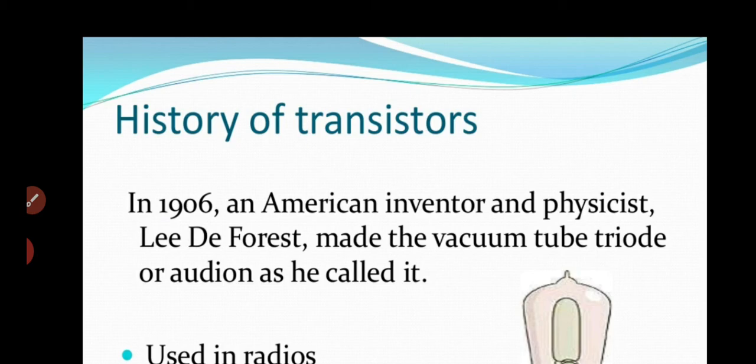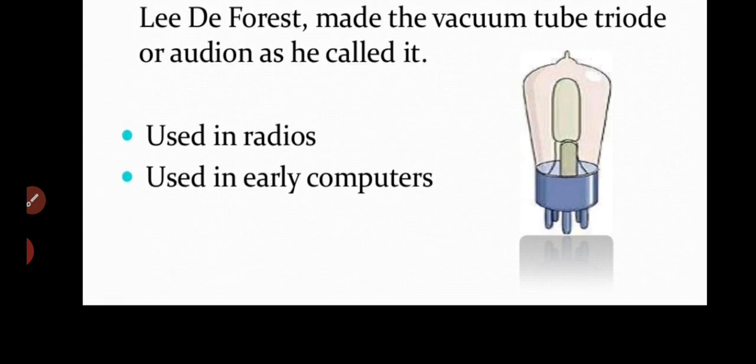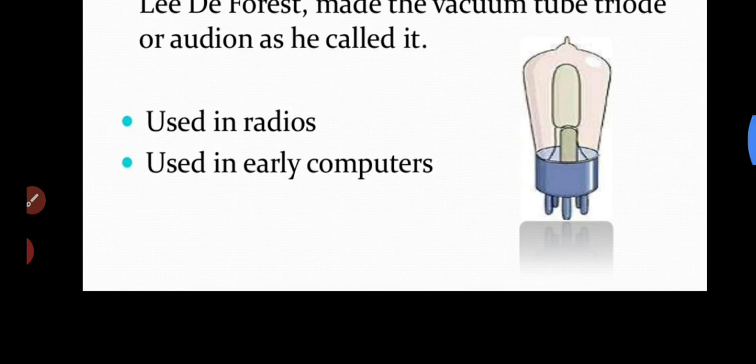In 1906, an American inventor and physicist, Lee De Forest, made the vacuum tube triode. Vacuum tube triode was used in earlier computers to perform digital work. Vacuum tube is an electronic device that controls the flow of electrons in a vacuum. It is used as a switch and amplifier. Vacuum tube triode was also used in radio.